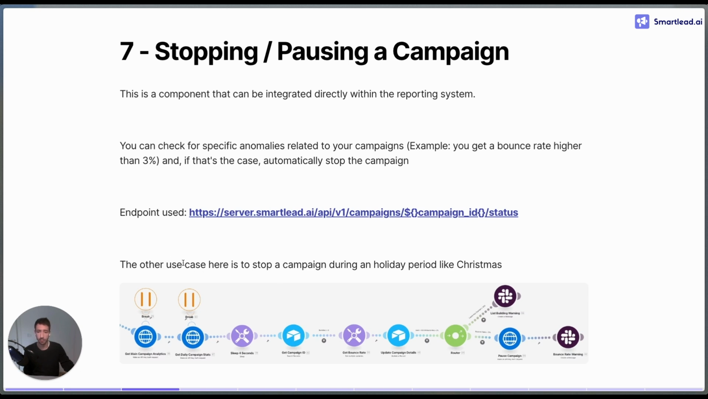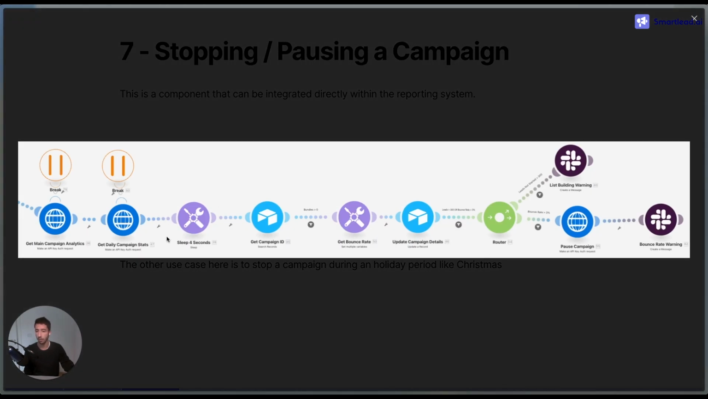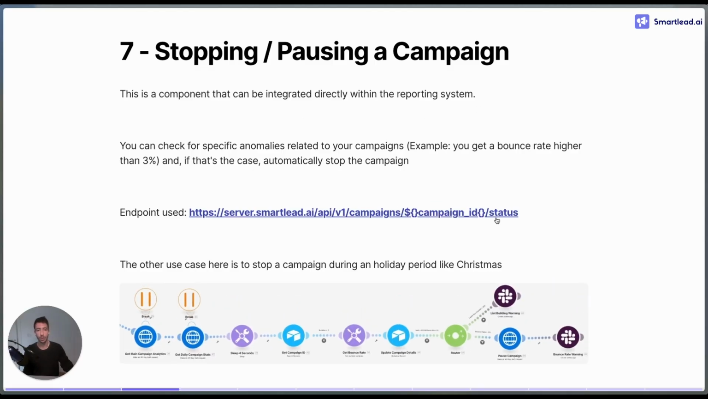The other use case here that is pretty common is when you want to stop a campaign during a holiday period like Christmas, or whatever kind of period. So you can use the following endpoint, and the automation looks something like this: you get all the different information from the main campaign stats and the daily campaign stats, and then at the end we have a condition that checks if the bounce rate is higher than 3%. We pause the campaign, and then we issue a bounce rate warning directly through Slack. So this is another useful example of an endpoint that is available here.